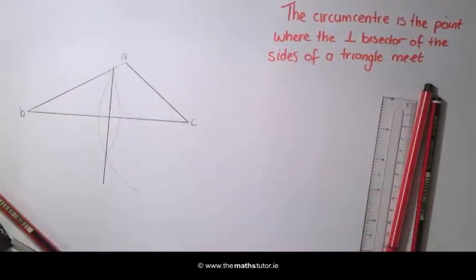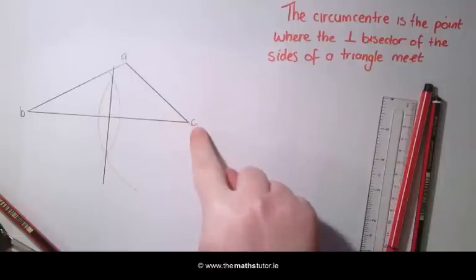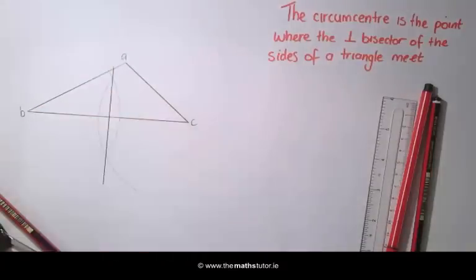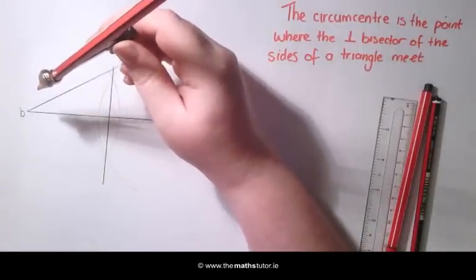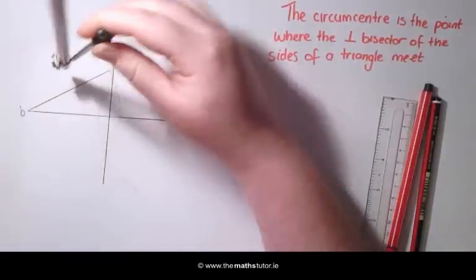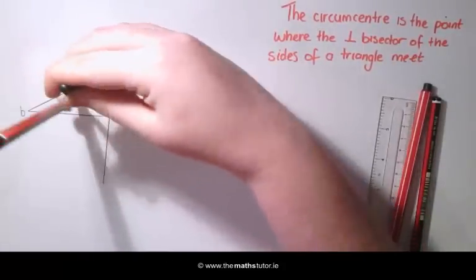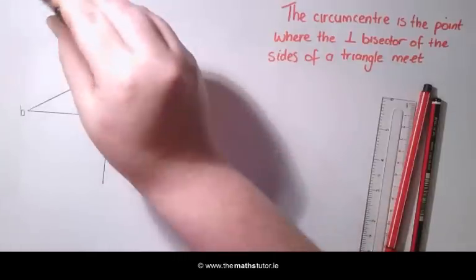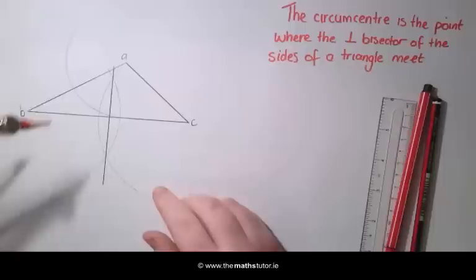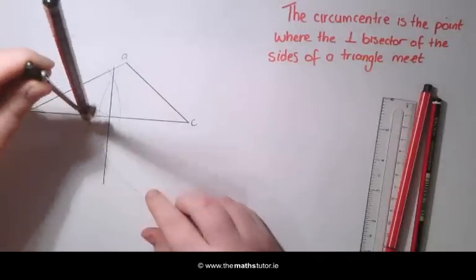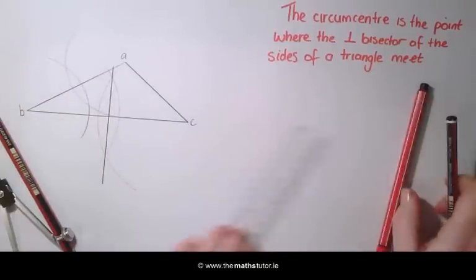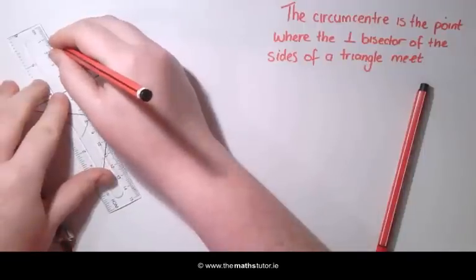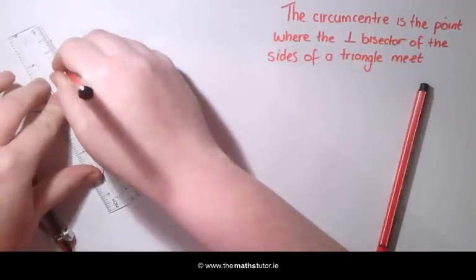We are now going to do this to one more side of the triangle. So I'm going to find the perpendicular bisector of AC or AB. Placing my compass on A, and again making sure my width is over half, draw an arc across the line. Without changing the width, place it on B and draw another arc across the line. Where they meet is the perpendicular bisector of the line AB.